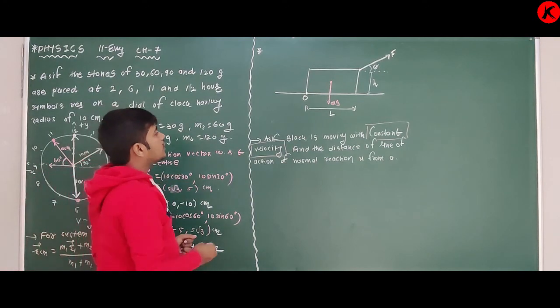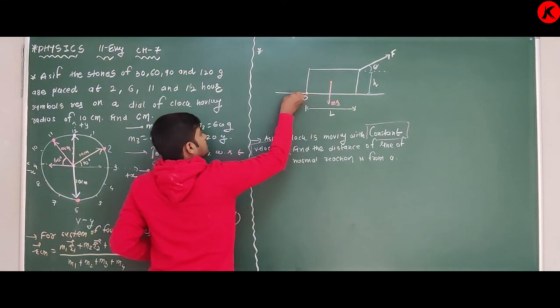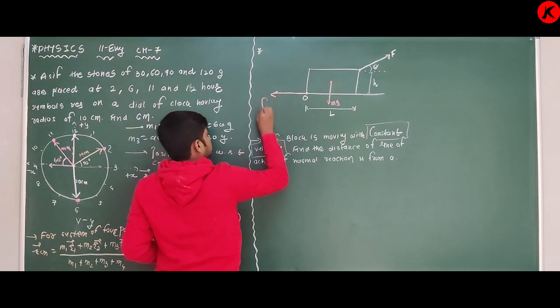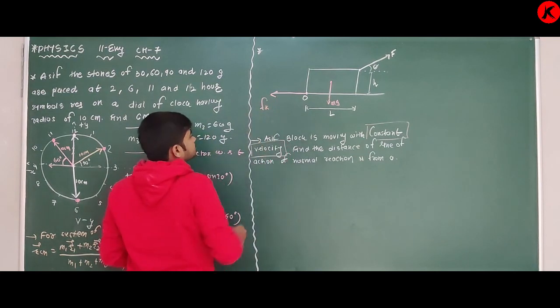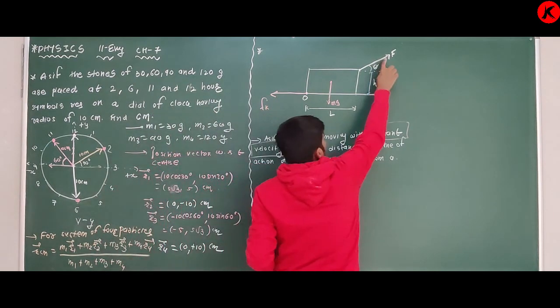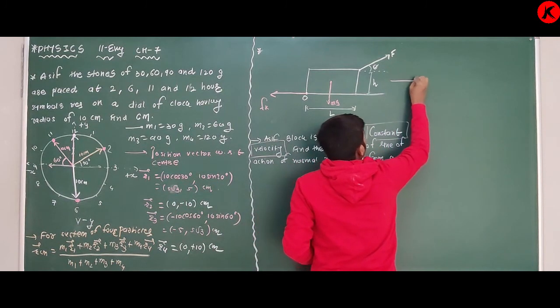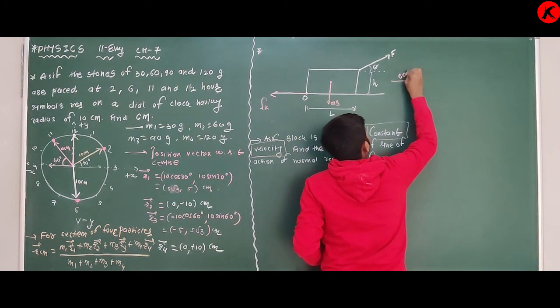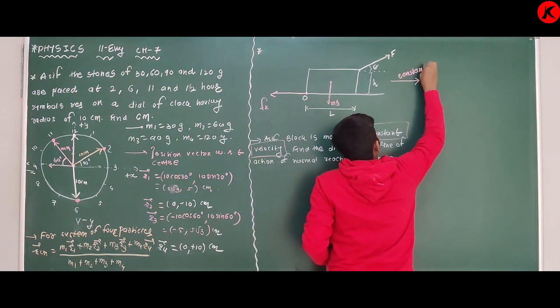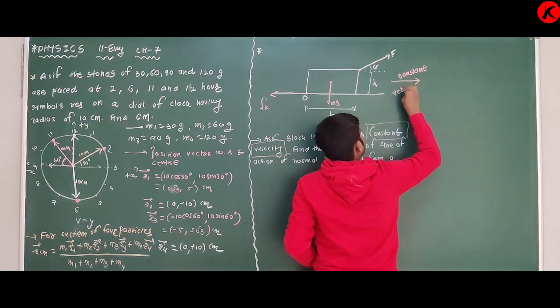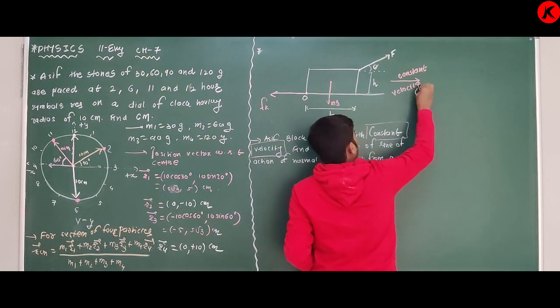So as the surface is rough, kinetic friction is acting in this direction, Fk, because under the influence of this force F, the block is moving with constant velocity.